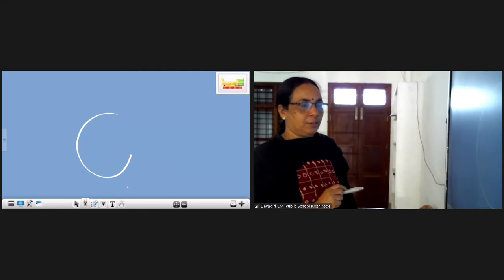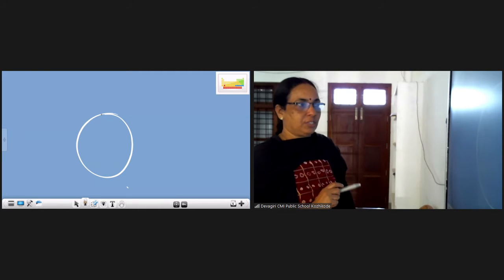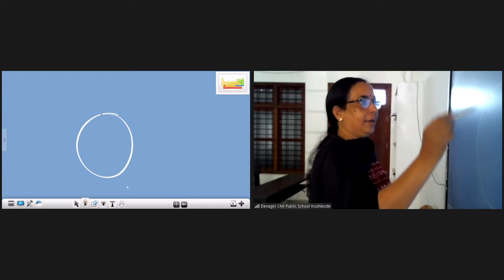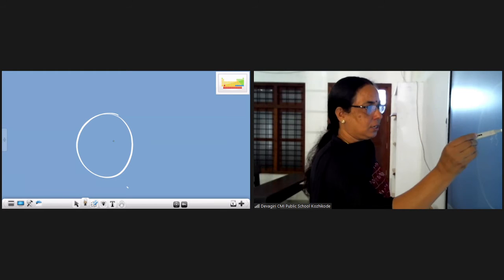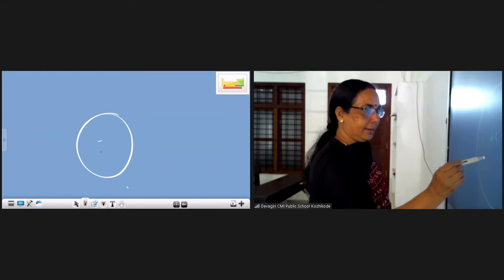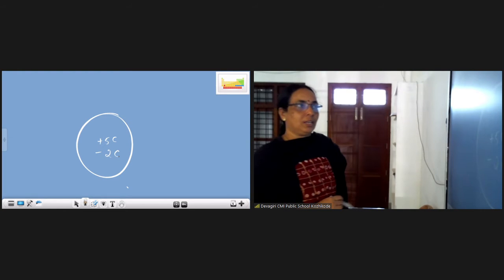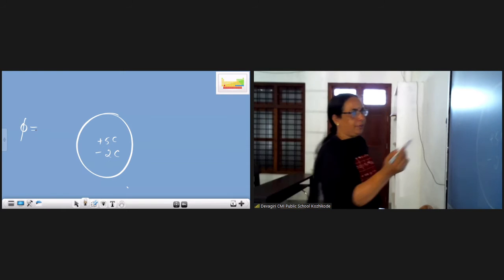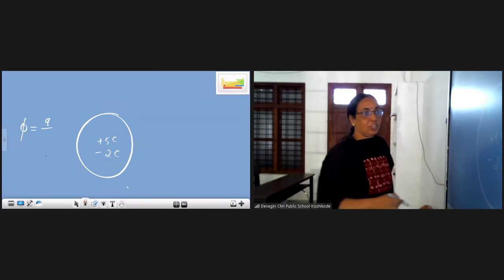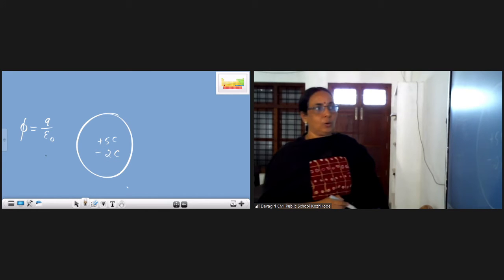Imagine this is a surface. Students say closed surface. Okay. And I kept a 5 coulomb of charge here and a minus 2 coulomb of charge. The question is, what is the electric flux? We learned Gauss's law. We know how to apply it. It is Q by epsilon, or it is 1 by epsilon naught times the charge enclosed by the surface. Please tell me what is the charge enclosed by the surface?